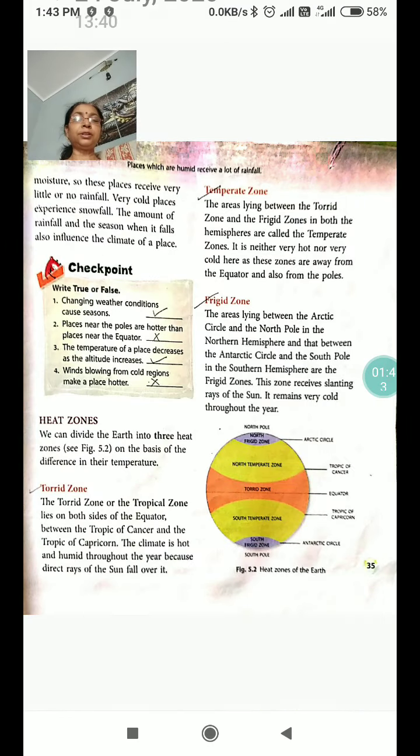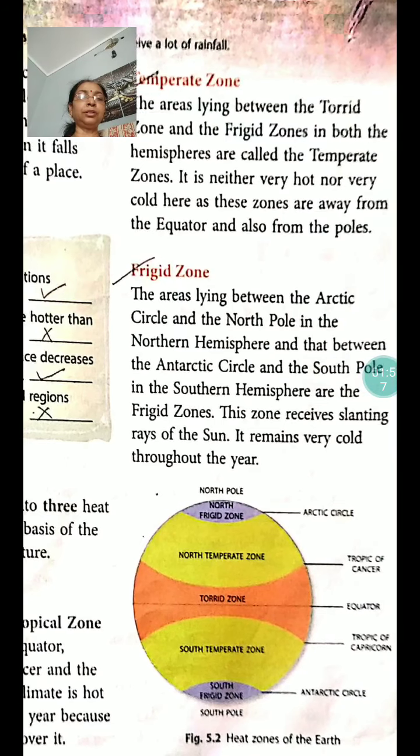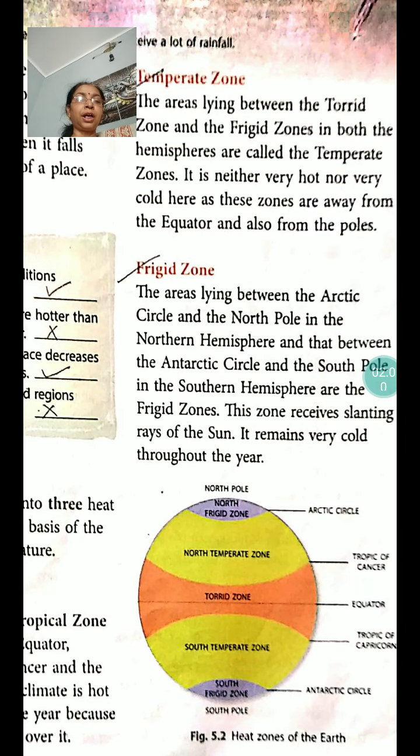The first one is the torrid zone and the second one is the temperate zone. What is the temperate zone? The areas lying between the torrid zone and the frigid zone in both the hemispheres are called temperate zones. It is neither very hot nor very cold here, as these zones are away from the equator and also from the poles.